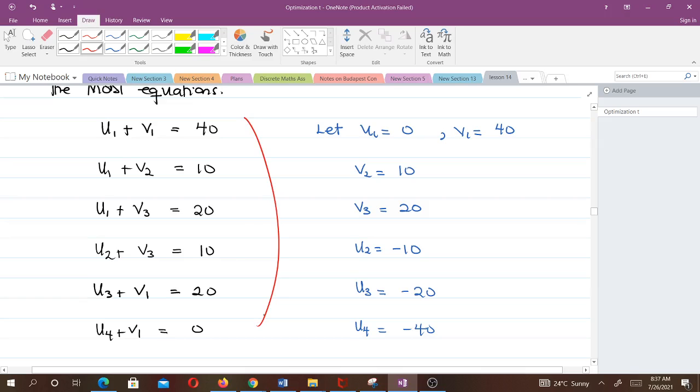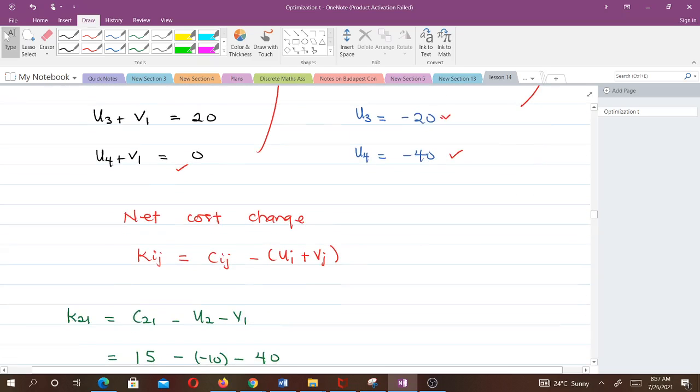So we mostly solve them by assuming u1 is 0. So when u1 is 0, then v1 will be 40. And if v1 is 40, it means u4 will be minus 40. And if u4 is minus 40, then if v1 is 40, we can have u3 to be minus 20 and what have you. So solving the system of linear equations, you're going to get these values here.